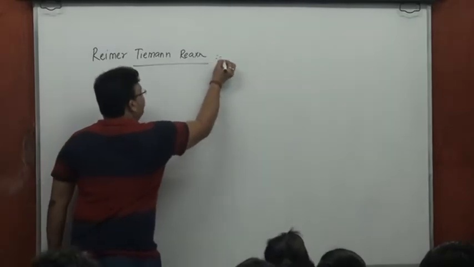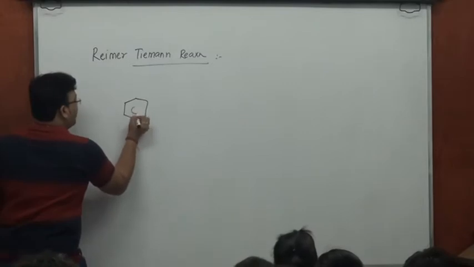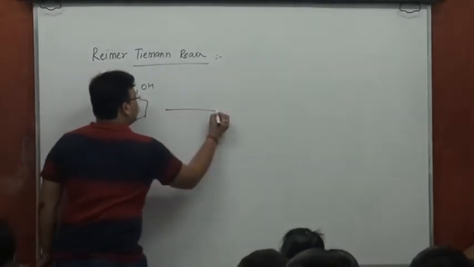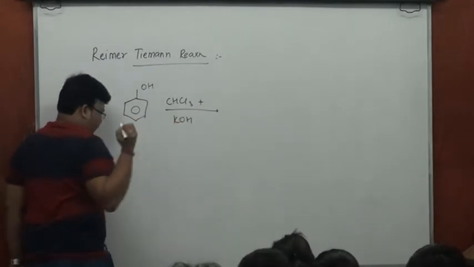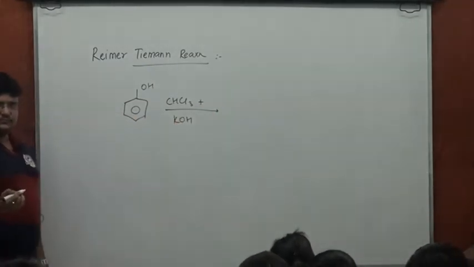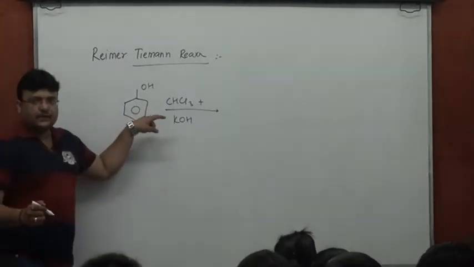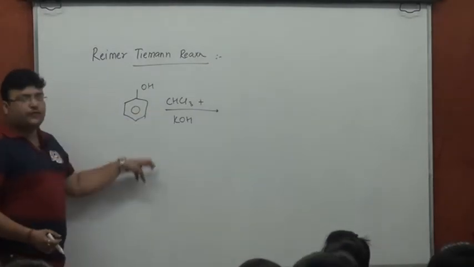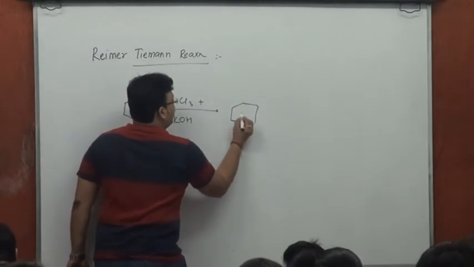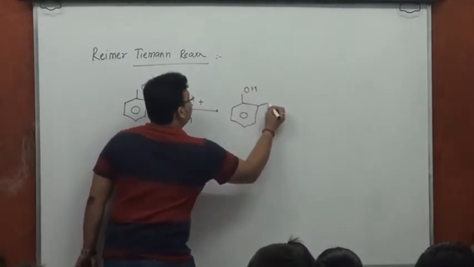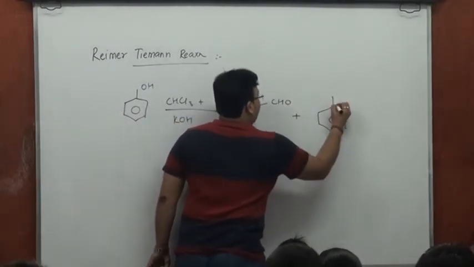Now basically it's about aromatic alcohol, phenol in this case, reacting with CHCl3 and KOH or NaOH. So when phenol is treated with, or refluxed with, a mixture of chloroform and an alkali, KOH or NaOH, the product is OH and CHO ortho to each other, and its para isomer.